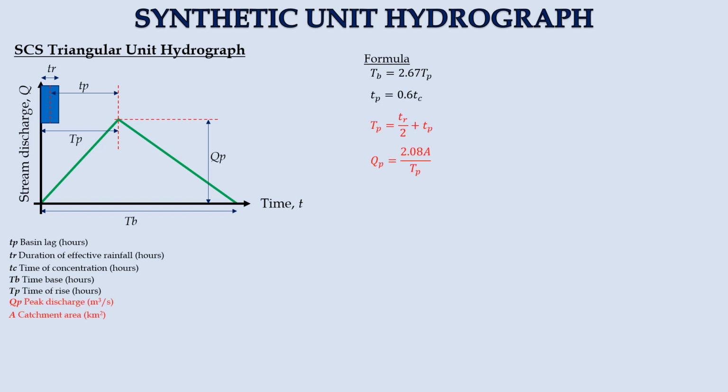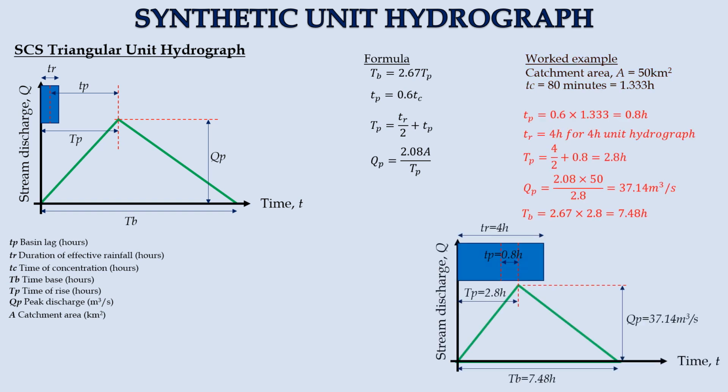The time of rise is the time taken to the peak flow, and it can be determined after we know the effective rainfall duration TR and lag time TP. Once the time of rise is known, we can then calculate the peak discharge. Given a 50 km² catchment with the time of concentration equals to 80 minutes, let's try to develop a triangular unit hydrograph for 4 hours of duration.